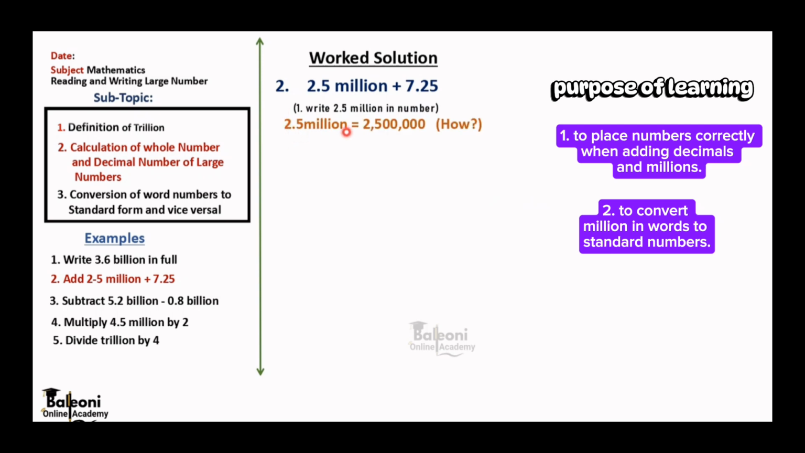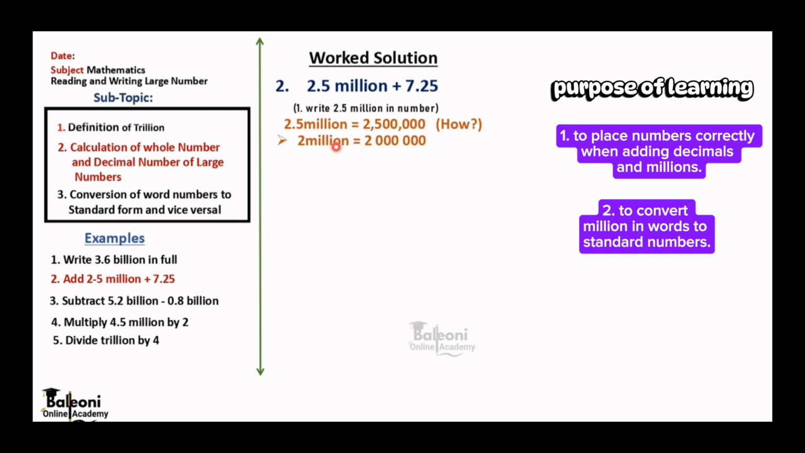2.5 million is equal to 2,500 followed by 3 zeros. That is 2,500,000. That is what we mean by 2.5 million. How did we get this?